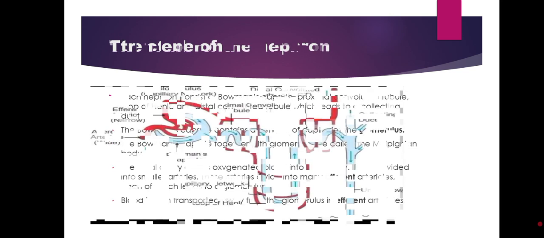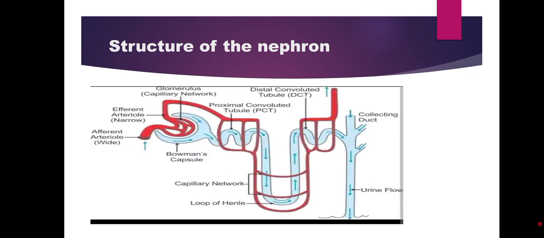Now we're going to look at the structure of the nephron. If you look at the structure of the nephron, we have the afferent arteriole, which is wide. You can see it. Then we have the efferent arteriole, which is narrow. It carries blood away. Now, you can see that we have a capillary network, which you call the glomerulus, as I mentioned, and it is surrounded by a C-shaped cup, which is the Bowman's capsule.